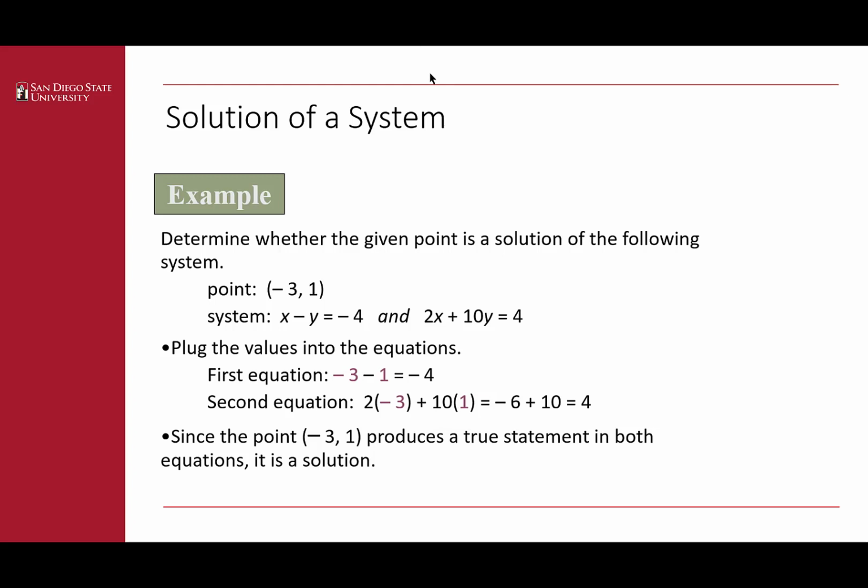So we have the point, so the question is an easy one. We'll plug the values into the equations. For the x value, we have -3, and for y, we have 1. So the first equation becomes -3 - 1, which is -4. And the second equation is 2 times -3 for x plus 10 times 1 for y, equals -6 + 10, equals 4. So since the point (-3, 1) produces a true statement in both equations, it is a valid solution.